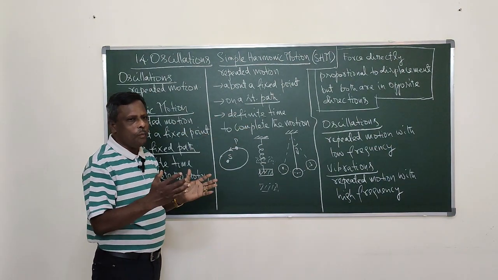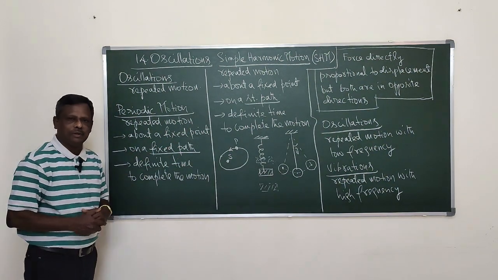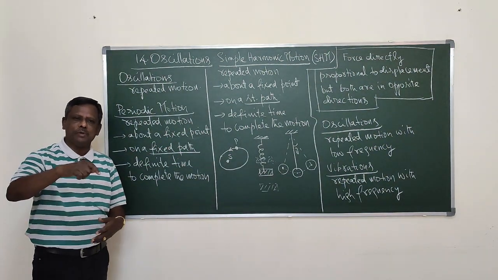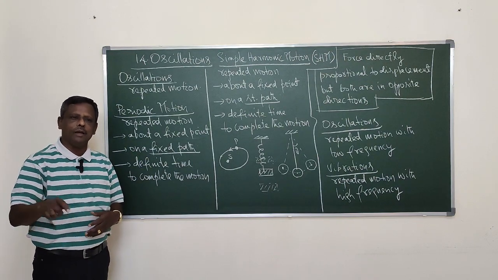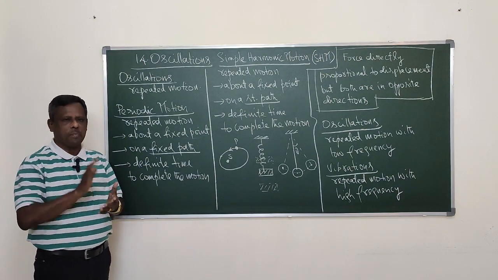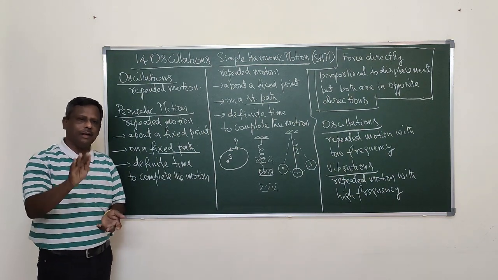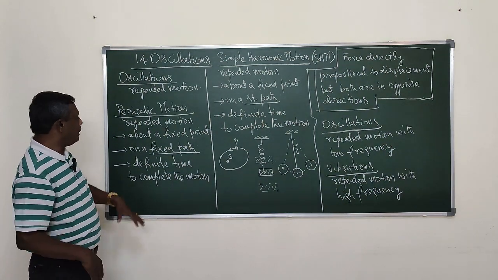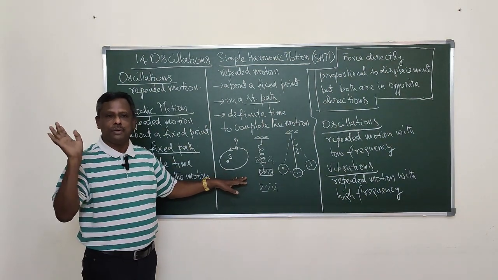So what's the basic difference between periodic motion and simple harmonic motion? In periodic motion, the shape of the path can be anything: circle, ellipse, straight line. Any shape can be. But the body has to move repeatedly, again and again, taking a definite time to complete the motion. That is periodic motion. Whereas in simple harmonic motion, the path must be a straight path.